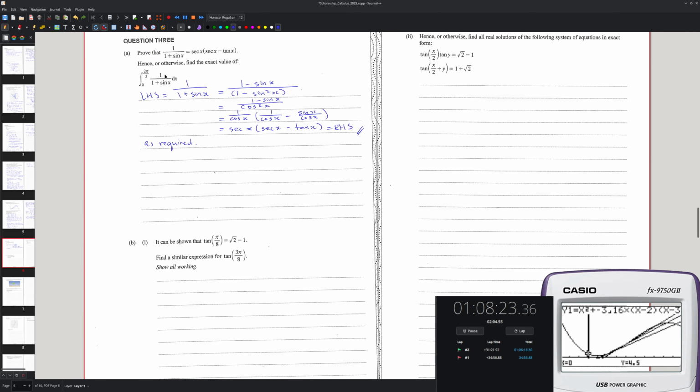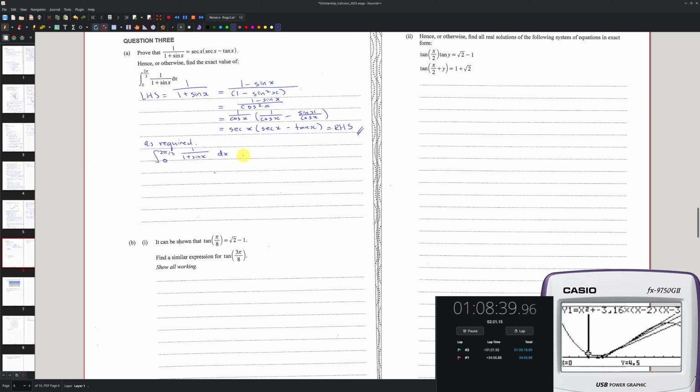So now we have to do this integral, right? Obviously they want us to use this identity, presumably. So if we take the integral from 0 to 2 pi on 3 of 1 on 1 plus sine x dx, sec squared x minus... But I don't see how this helps, man. Wait, integral of sec squared is just tan, bro.